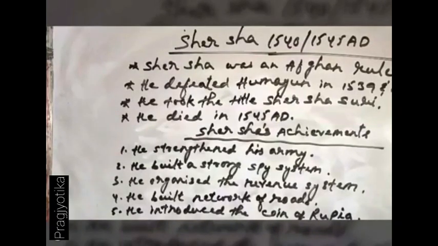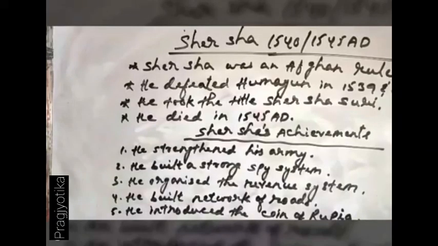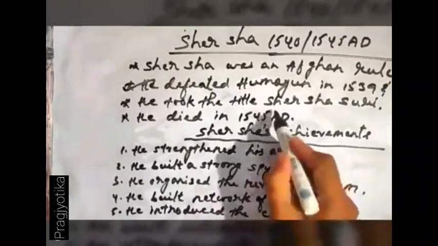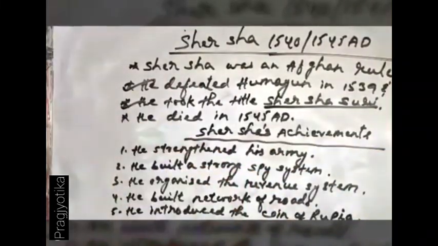Now, Sher Shah was an ambitious man and he wanted to drive out the Mughals from India. So, as a result, he attacked Humayun twice. Once in the year 1539, that is in the Battle of Chausa, and once in the year 1540, that is the Battle of Kannauj. And after defeating Humayun, Sher Shah became the new ruler of India, and he also took the title Sher Shah Suri. And he died in the year 1545 AD.